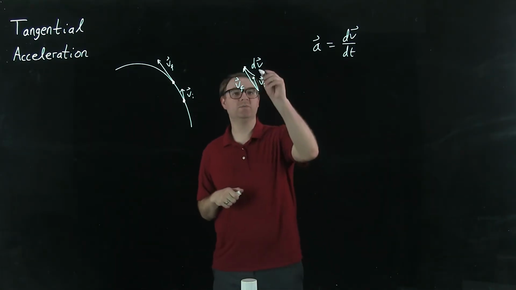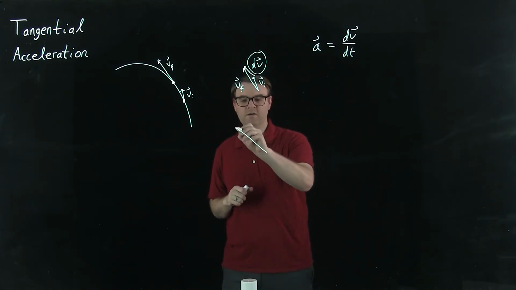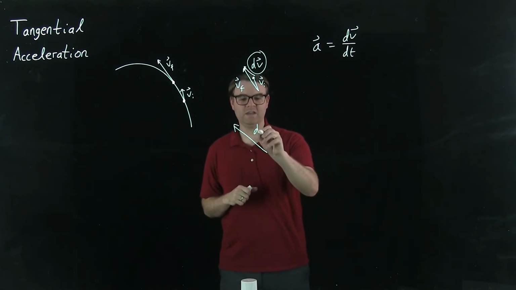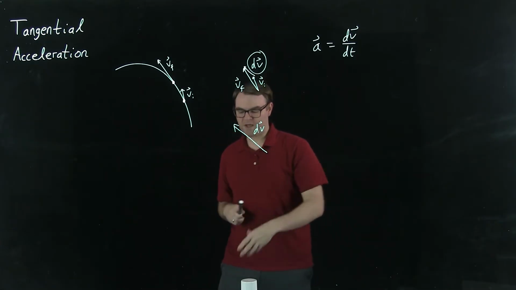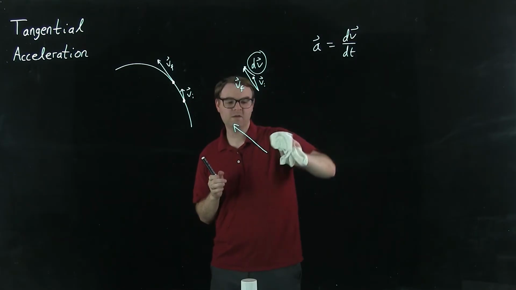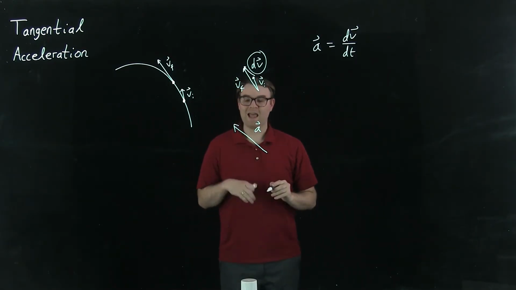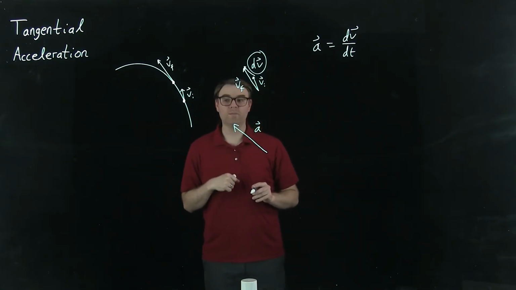And what we can do is we can take a vector like this one, which I'm going to draw blown up here. There's my dv vector. Actually, what I'm going to do is draw this as the acceleration vector now, since they point in the same direction. So here's the acceleration vector. And I can break it into two components.